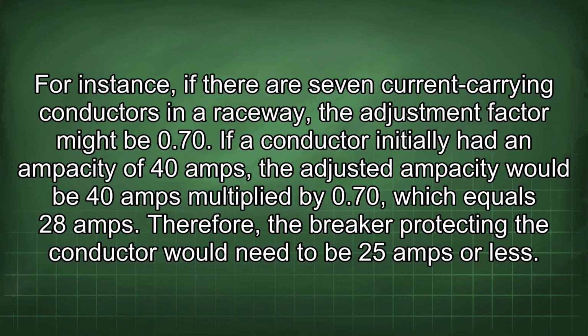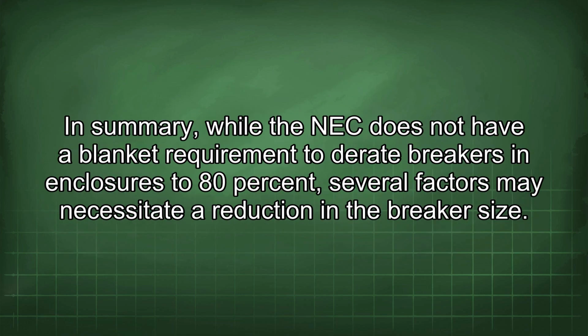For instance, if there are 7 current carrying conductors in a raceway, the adjustment factor might be 0.70. If a conductor initially has an ampacity of 40 amps, the adjusted ampacity would be 40 amps multiplied by 0.70, which equals 28 amps. Therefore, the breaker protecting the conductor would need to be 25 amps or less. In summary, while the NEC does not have a blanket requirement to derate breakers in enclosures to 80%, several factors may necessitate a reduction in the breaker size.